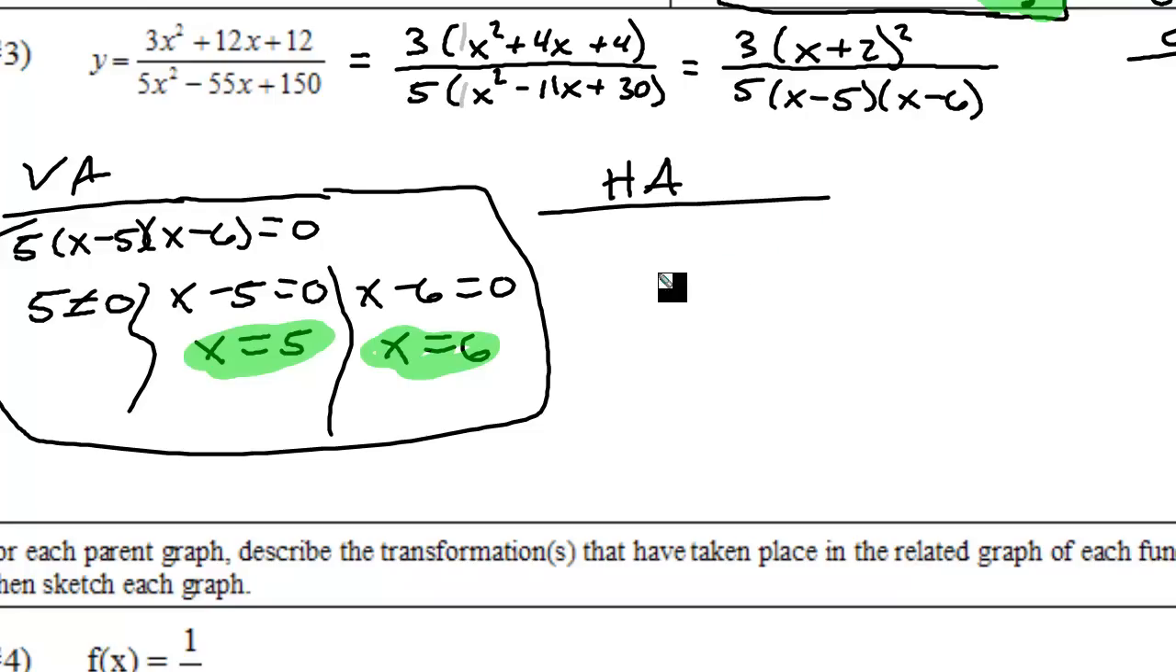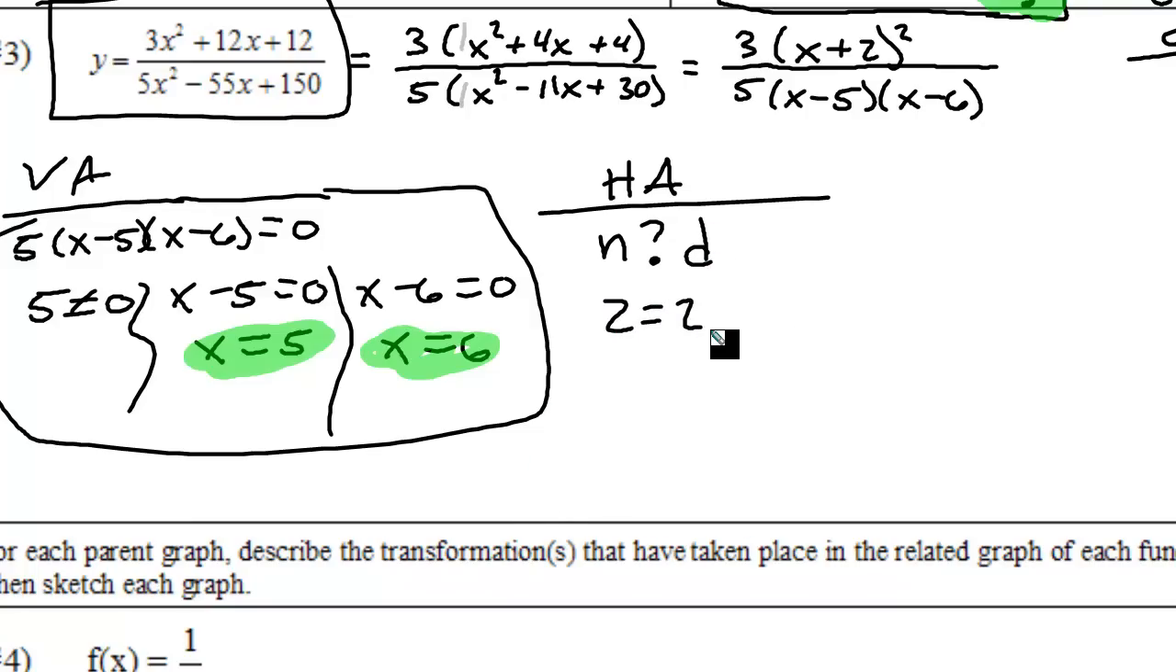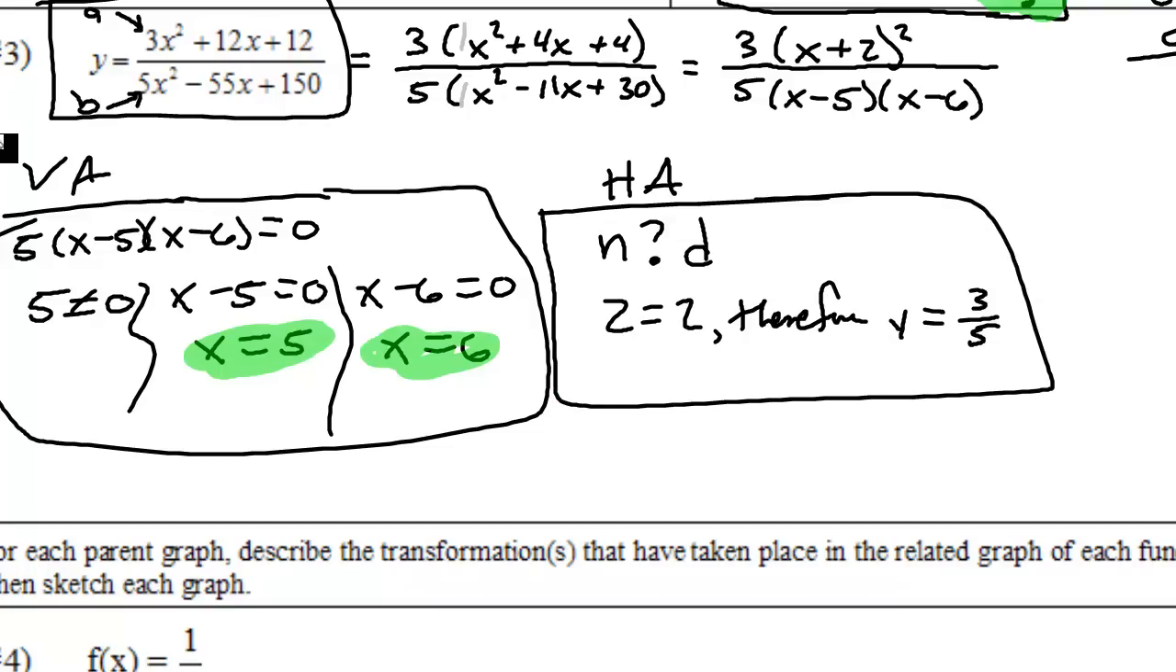Horizontal. Take the non-factored version, which is this version here. Compare the biggest exponent in the numerator to the biggest exponent in the denominator. In this case, they're the same. If they are the same, then y is equal to a over b. A is the lead coefficient in the numerator. B is the lead coefficient in the denominator. So y equals 3/5. It's a horizontal line at 3/5. If there's a horizontal asymptote, then there cannot be a slant.